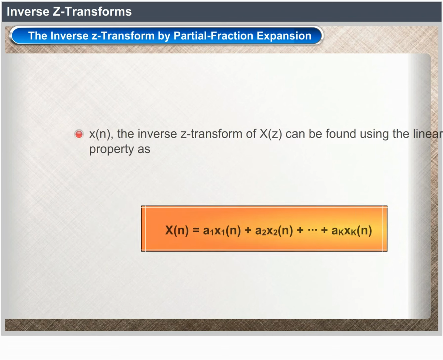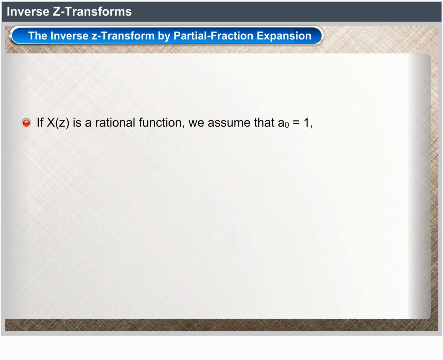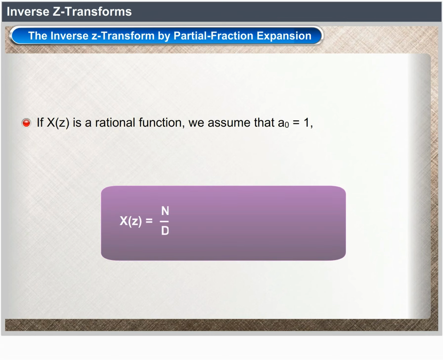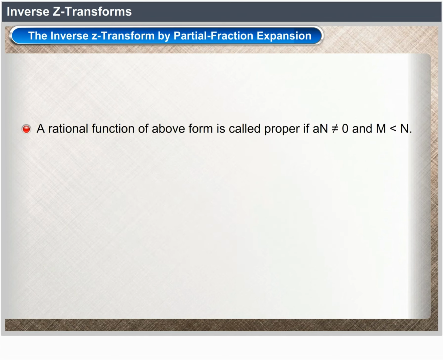If X(z) is a rational function, we assume that a0 is not equal to 1. X(z) = N(z)/D(z) = (b0 + b1 z^(-1) + etc. + bm z^(-m)) / (1 + a1 z^(-1) + etc. + an z^(-n)). A rational function of the above form is called proper if an is not equal to 0 and m is less than n.